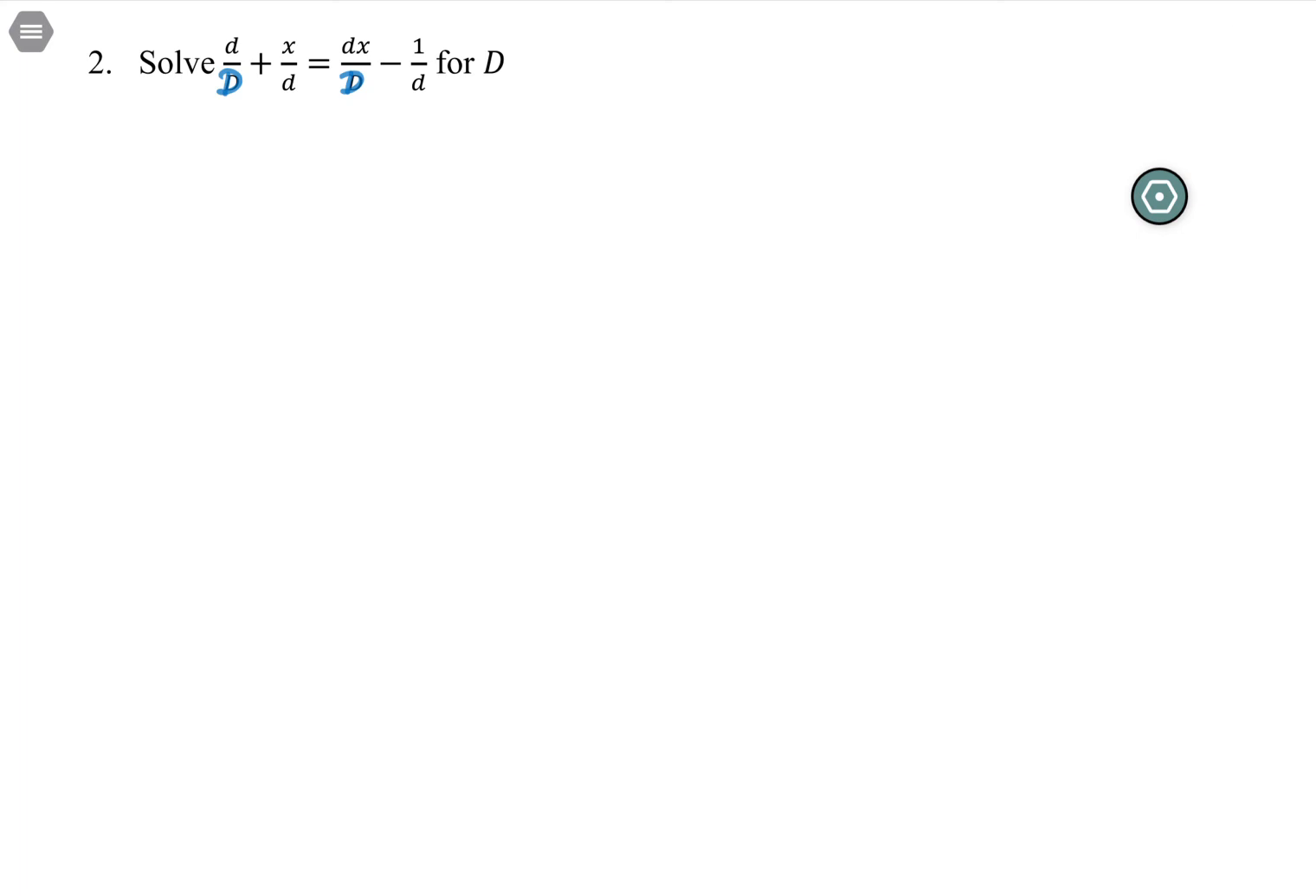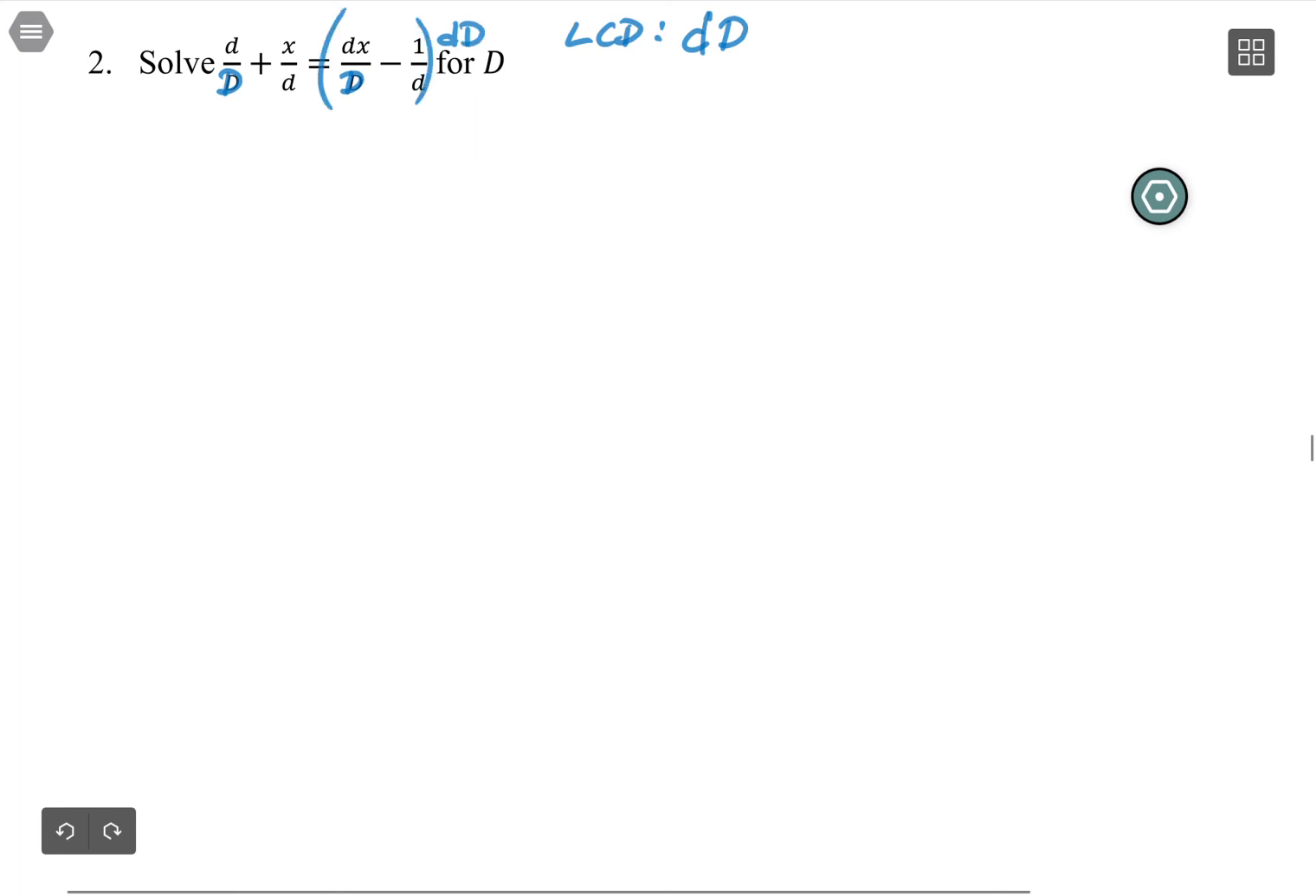So I'm going to start right off by finding an LCD and clearing fractions. I have 4 fractions, but I luckily don't have a lot of factors showing up. The first fraction has a big D. The second fraction has a little d. The third fraction has a big D, so I'm already covered. The fourth fraction has a little d, so I'm already covered. So I'm going to multiply both sides by big D and little d. And lots of distributing will happen here.